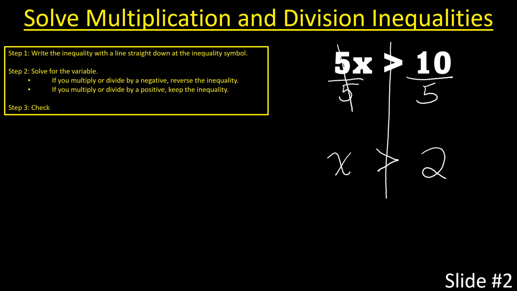My check is seeing if that makes sense. 5 times 2 is not greater than 10, but 5 times 3 is greater than 10. 5 times 4 is greater than 10. Therefore, we are correct.